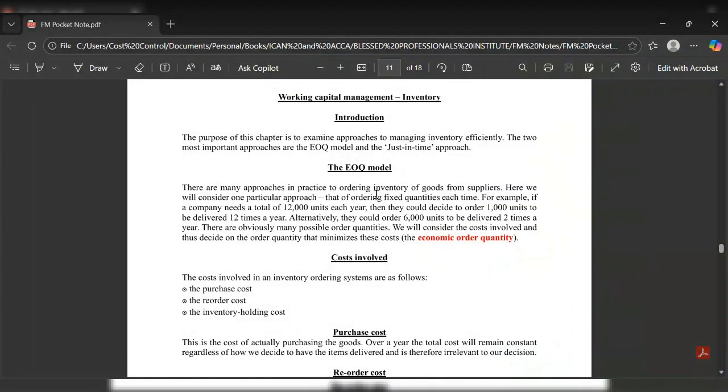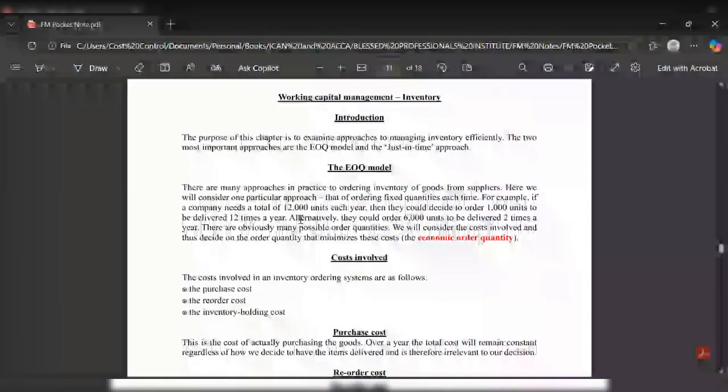Now, I have an explanation of that. For example, if a company needs a total of 12,000 units each year, then they could decide to order 1,000 units delivered 12 times in a year. Exactly. This is what EOQ is saying.